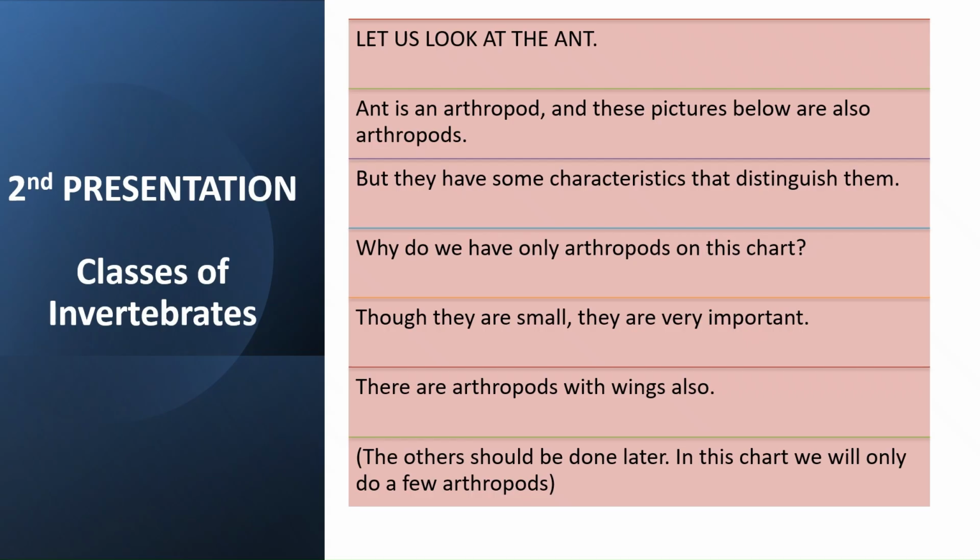Why do we have only arthropods on this chart? Though they are small, they are very important. There are arthropods with wings also. The other arthropods should be done later, or the other classes of invertebrates should be done later. In this chart, we will only do a few arthropods.